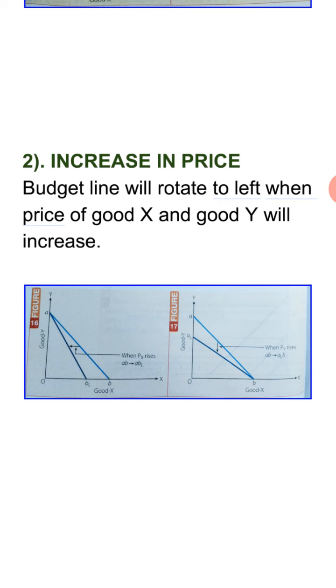ठीक है. So this is about the rotation and the shift of budget line. रोटेशन में क्या है, it happens when the diagram changes its position from any of the one axis. And what happens in the shift, the position of diagram changes from both the axes.